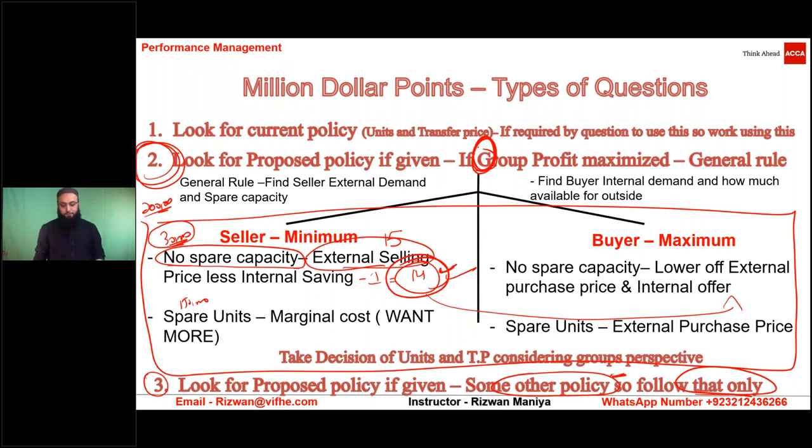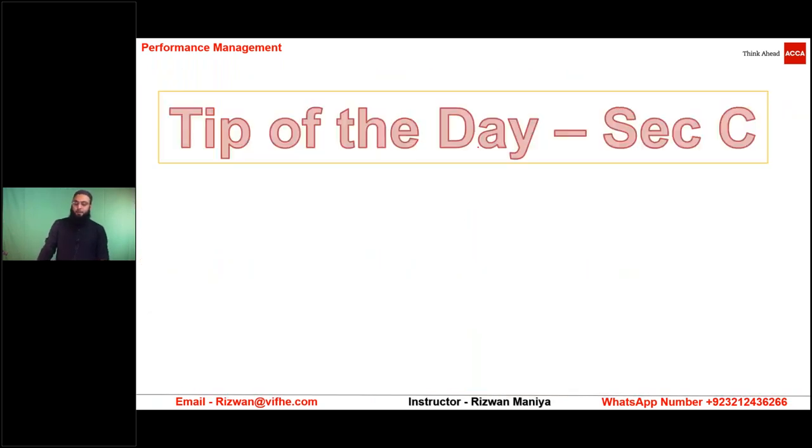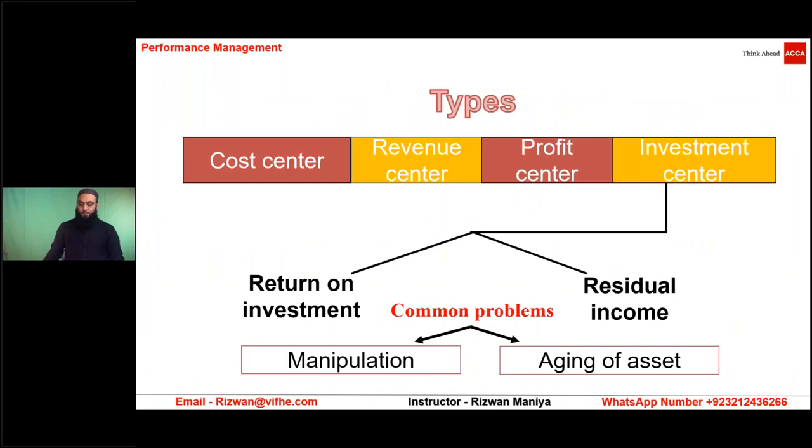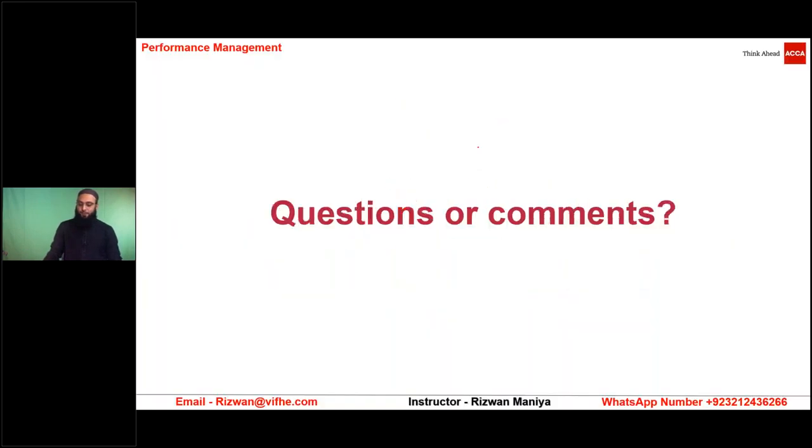Okay. Now, guys, I hope this is clear to all of you. So the conclusion is simple. The conclusion in the previous case was that the internal transfer will be of 150,000 units, and the price could be between 7 and 13. That's the conclusion.